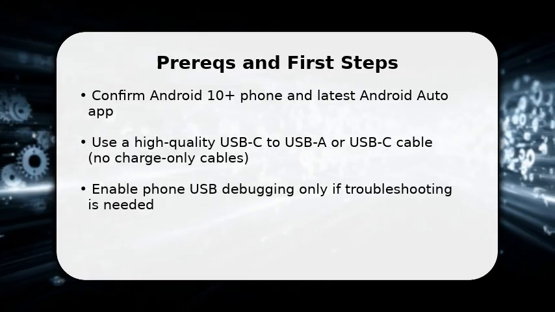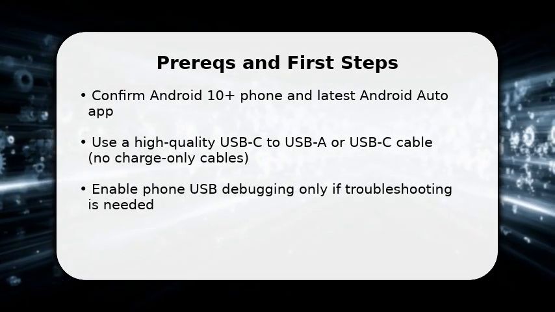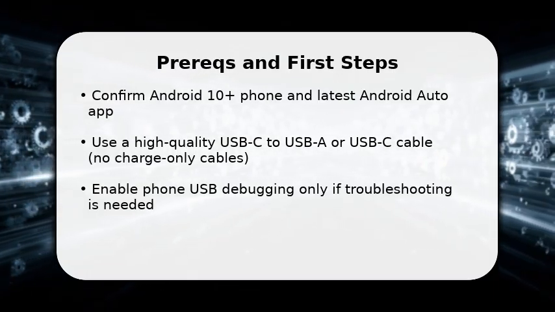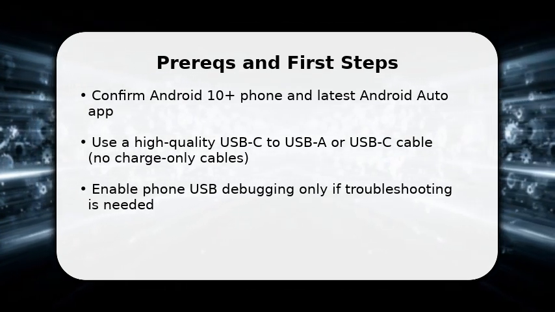Make sure Bluetooth is on and your phone's location permission is granted for Android Auto. If the car asks to allow data access, grant it. These actions open the connection channel so the head unit can detect your device.